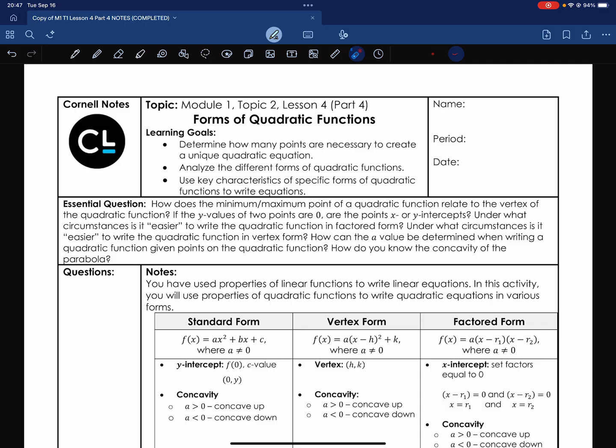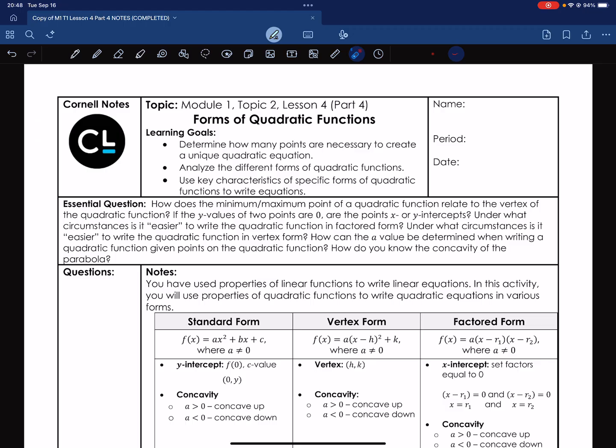How does a minimum/maximum point of a quadratic function relate to the vertex of the quadratic function? If the y value of 2 points are 0, are the points x-intercepts or y-intercepts? Under what circumstances is it easier to write the quadratic function in factored form? Under what circumstances is it easier to write the quadratic function in vertex form? And how can an a value be determined when writing a quadratic function given the points of a quadratic function? And how do you know the concavity of the parabola?